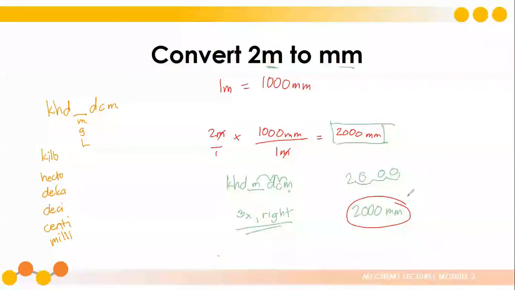Okay, again, you simply take note of how many times it takes for you to reach your destination or your target unit of measurement. Take note also of the direction and then use that to convert the given unit of measurement. Okay, as you can see, we arrived at the same answer.